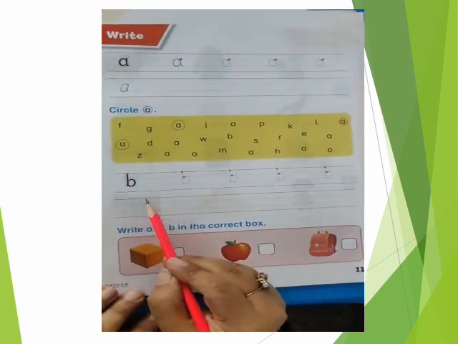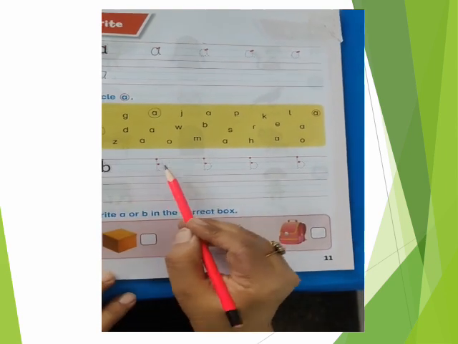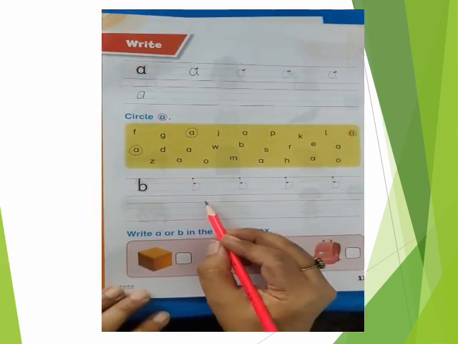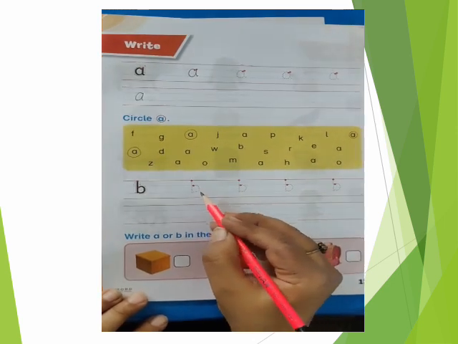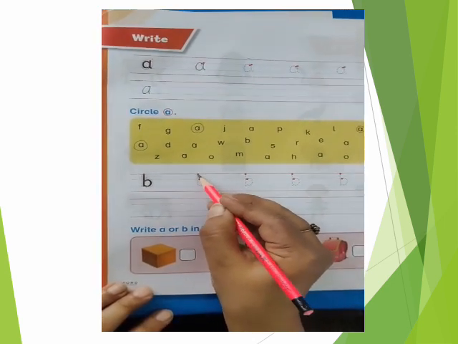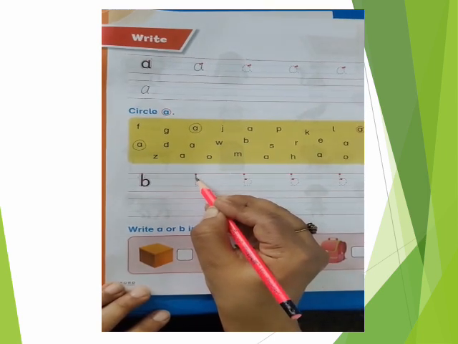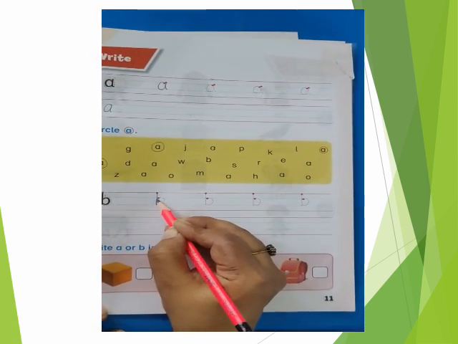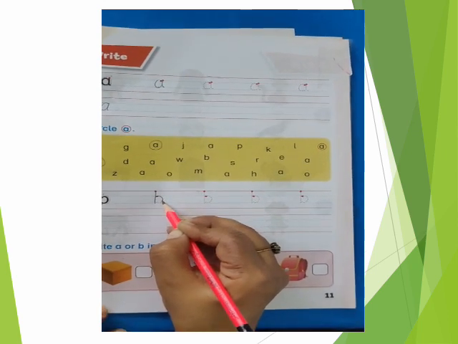Next, we have to write B. Similarly, the first line is the dotted line in which dots are given to you. You have to just complete the dotted lines. Start from here, the first dot or red dot, you have to make the first straight line, then back to the line and make the half circle.